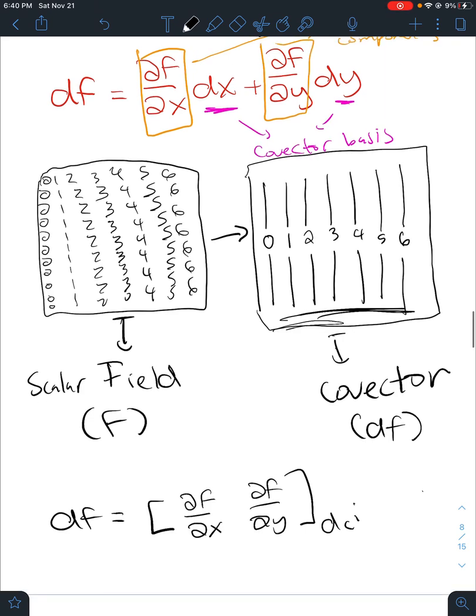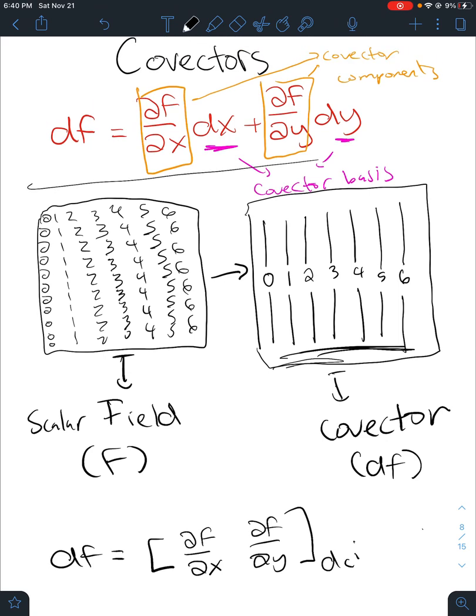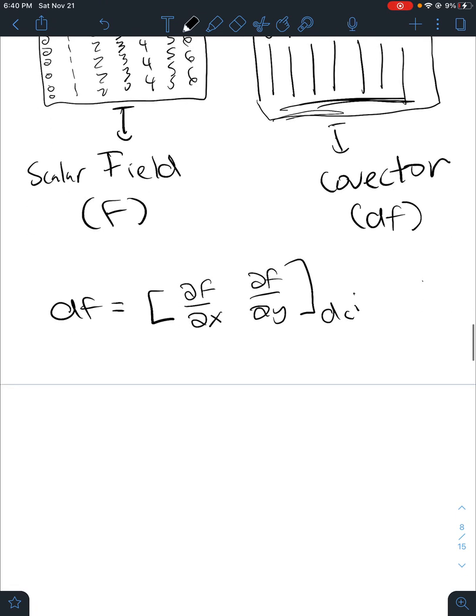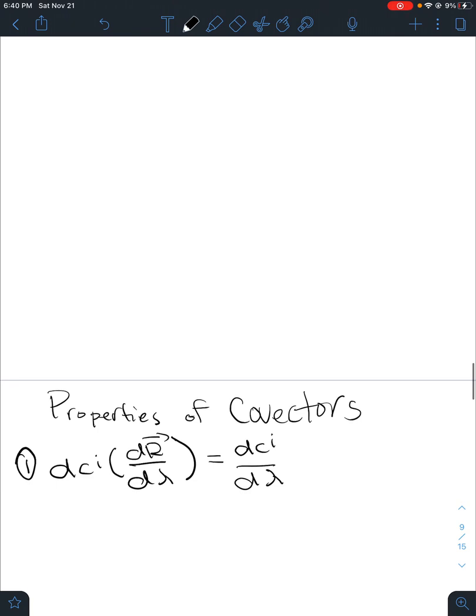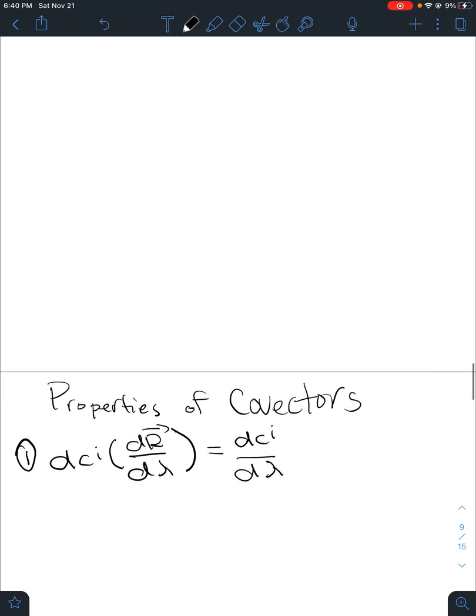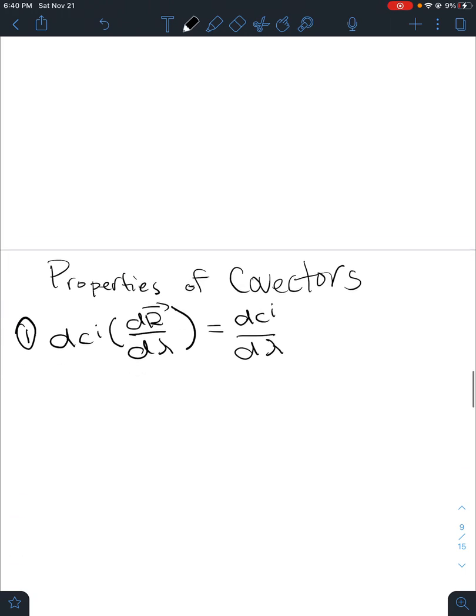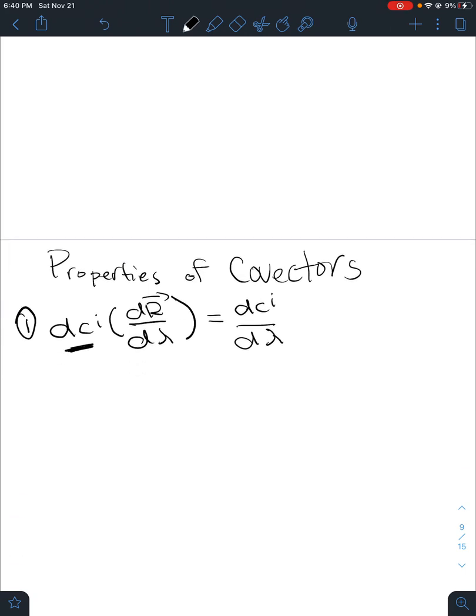So you can probably find out how they transform by just doing the same things we've been doing in a different video. Just transform these two over here. As I've said, covectors can act on vectors. That's a major property of a covector. So here we have a covector acting on a vector. Actually, this should be dF.